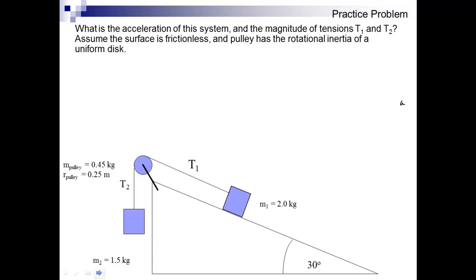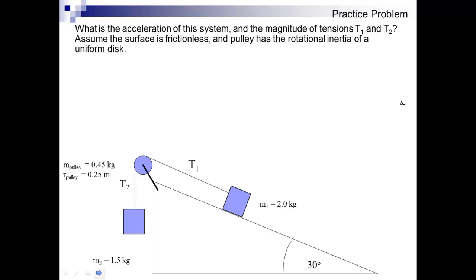One final version is this one here. This says, what is the acceleration of this system? The magnitudes of the tensions are T1 and T2. Assume the surface is frictionless and the pulley has a rotational inertia of a uniform disk.